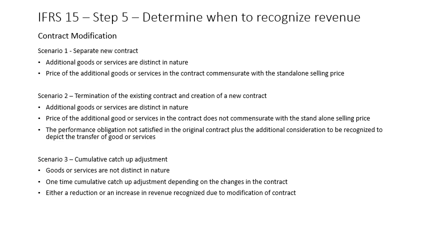Scenario 3, which results in a cumulative catch-up adjustment. In case there are additional goods or services added to the contract, however, these additional goods or services are not distinct in nature, then it would result in a one-time cumulative catch-up adjustment depending on the changes in contract. This can result in either a reduction or an increase in the revenue recognized due to the modification in the contract.